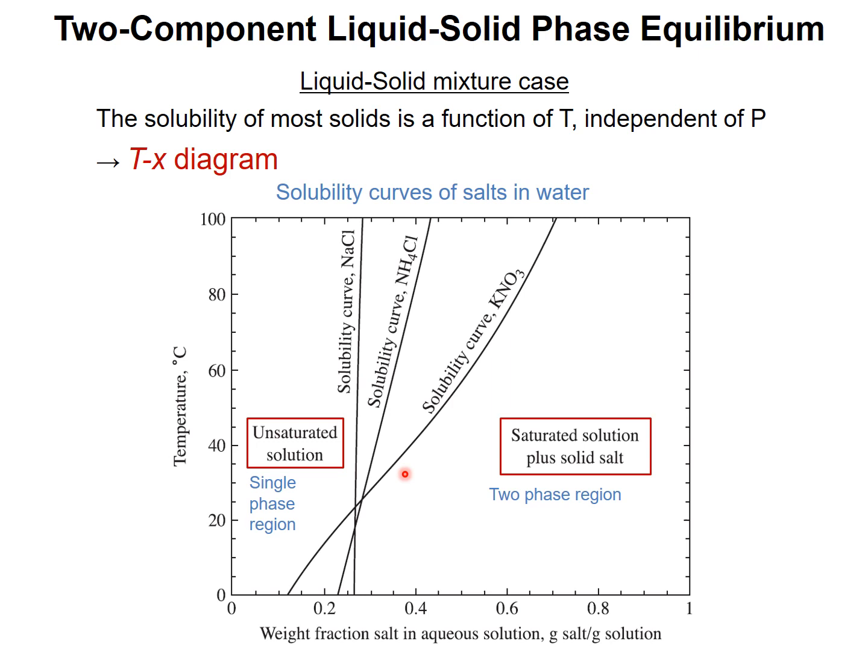So you can easily recognize that the solubility is increasing as the temperature goes up. For example, at 20 Celsius degrees, the solubility of KNO3 in water is about 0.25 gram salt per 1 gram solution. However, when you increase the temperature to like 100 Celsius degrees, the amount of salt dissolved in water is increasing to 0.7 gram salt per gram solution.